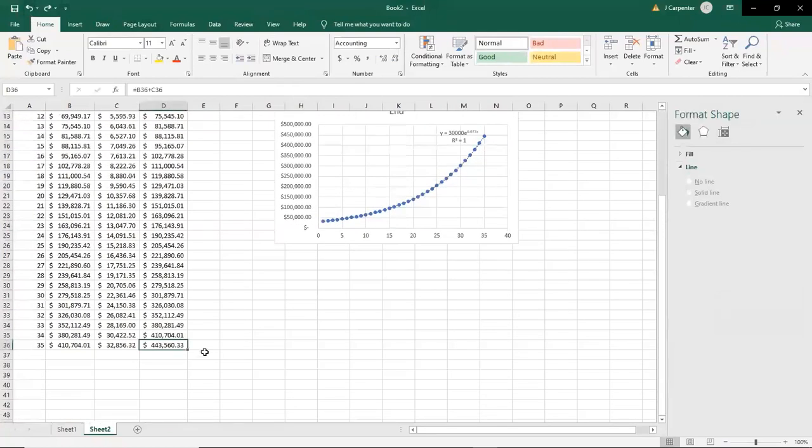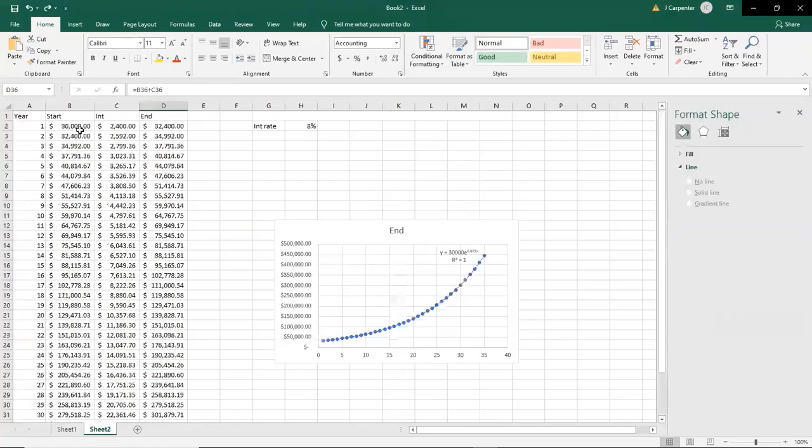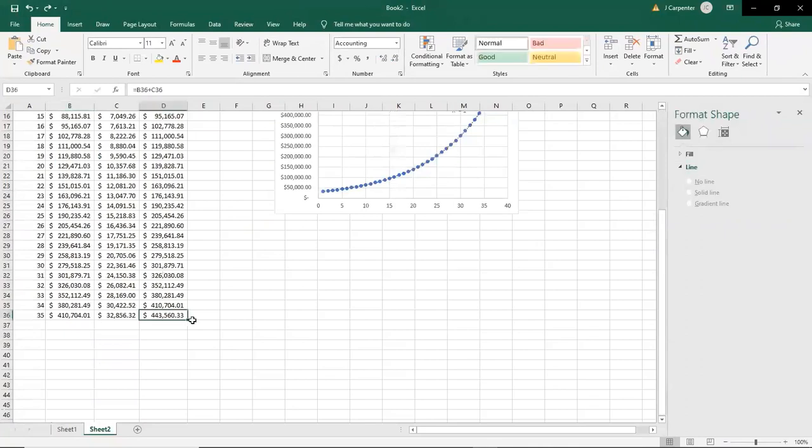I also asked what the free money was, the interest. So that's just the difference of the final amount and the starting amount. So we're just going to take 443,000, blah, blah, blah, minus 30,000, which would be 413,560 and 33 cents.